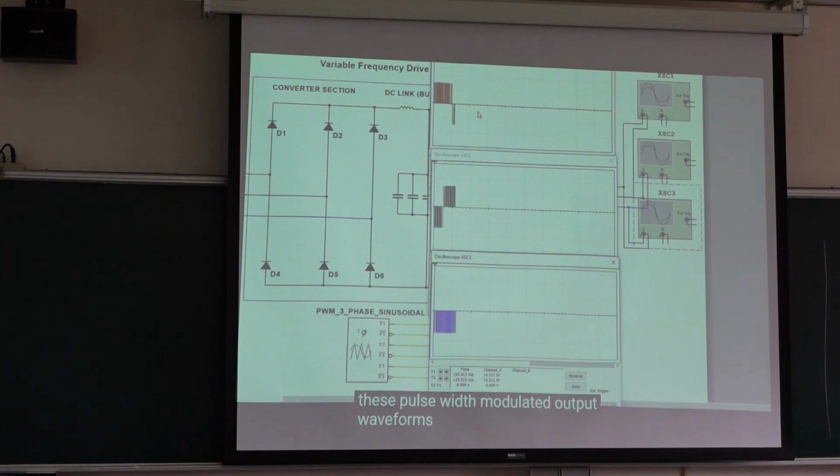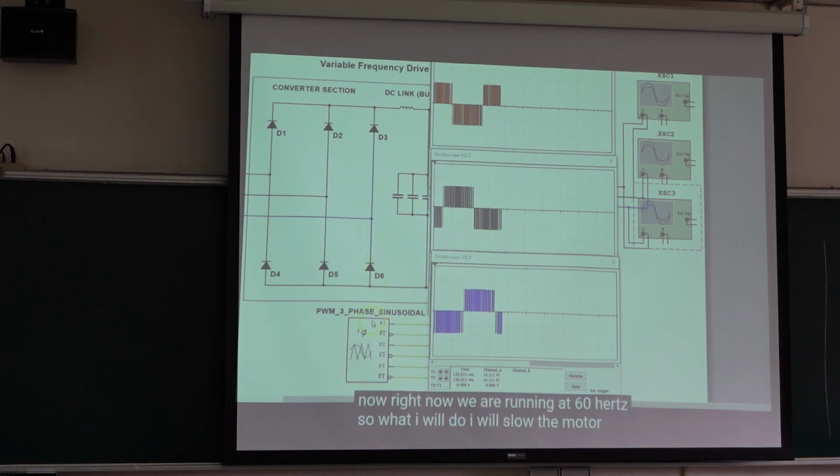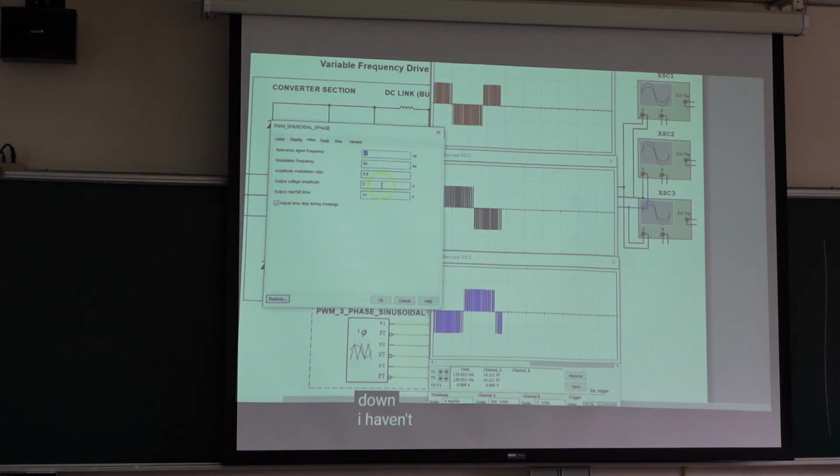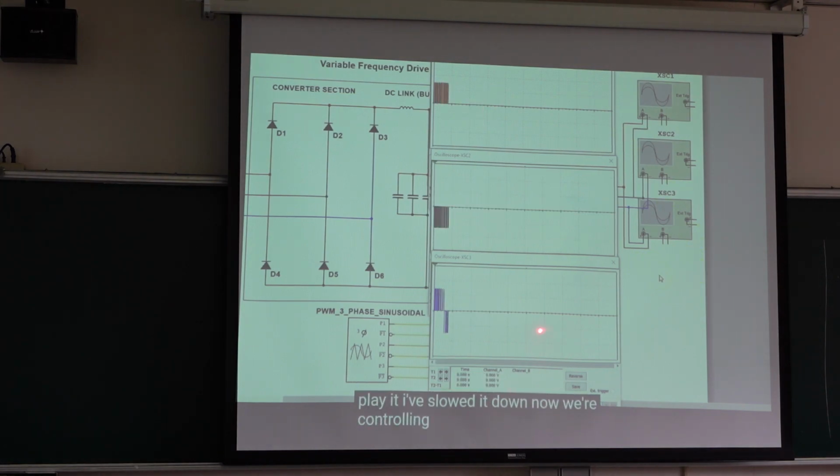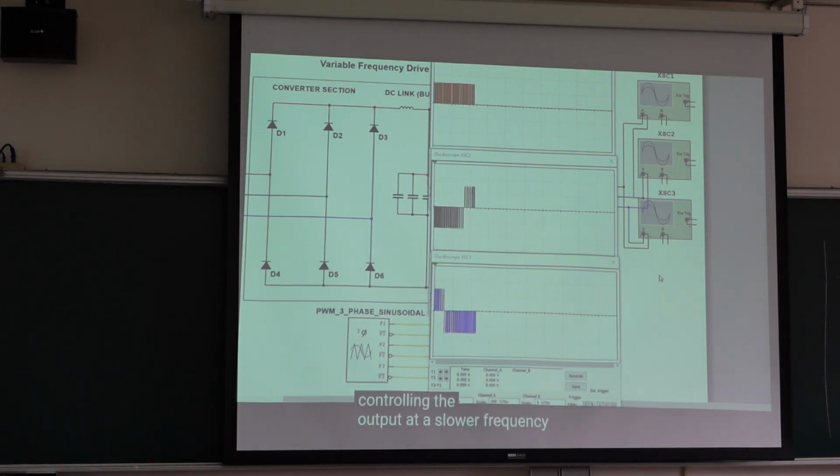Now, right now, we are running at 60 hertz. So what I will do now is slow the motor down. I haven't tried speeding it up yet. I'll take it down to 30 hertz, and you're going to see a different looking waveform. So I've slowed it down from 60 hertz to 30 hertz. Now we're controlling the output at a slower frequency, so you can see this become wider.